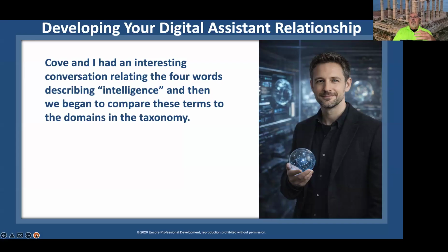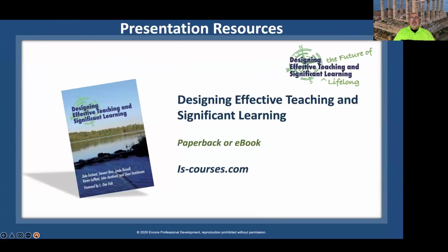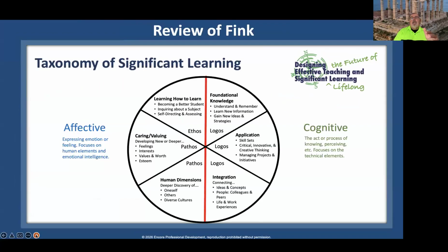Now, I've worked with Cove before on Fink's taxonomy because Karen and I wrote this book, and we really talk about course design and using Fink's taxonomy. I love it the most because it has sort of the affective and cognitive side of it. So as you can see here, for those of you who don't know it or need a refresher, this is the taxonomy of significant learning, and you can see that there's actually 6 domains. This kind of reminds me of one of those things for Trivial Pursuit, one of the pie pieces that are in there. And everything on the right is in the cognitive, everything on the left is on the affective.